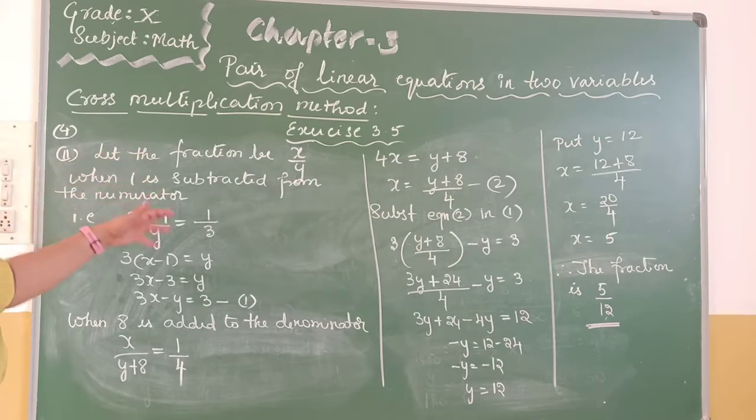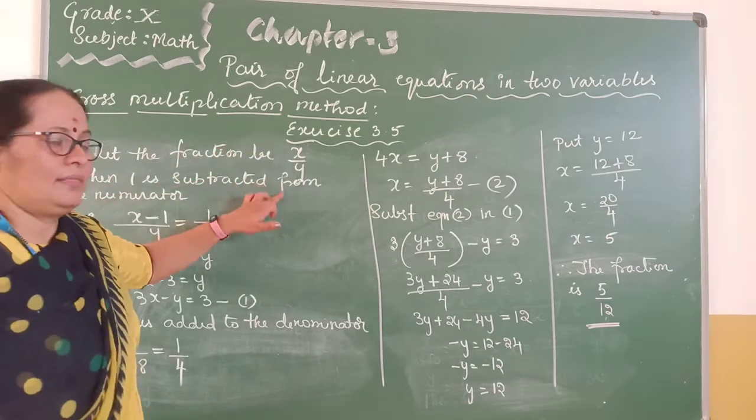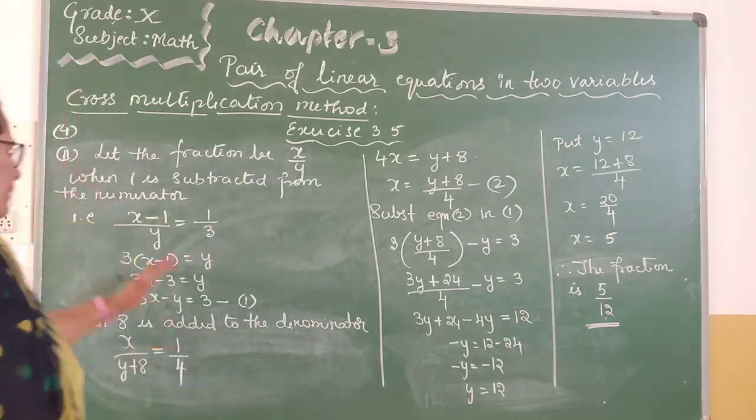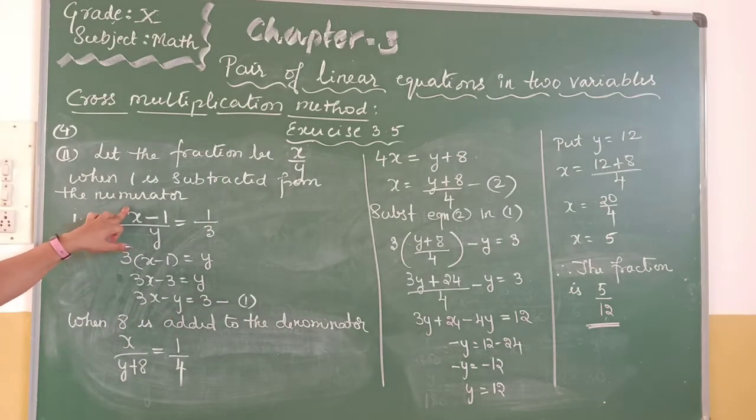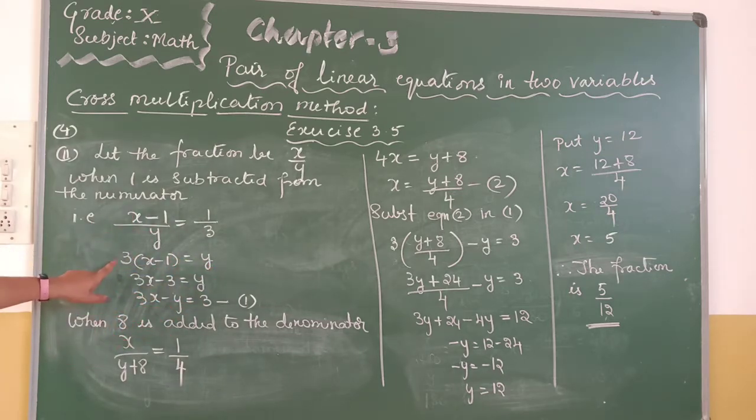So whenever there is a question on fractions, take it in this form, x by y. So when 1 is subtracted from the numerator, it means x minus 1 by y equals 1 by 3, and cross multiply: 3 into x minus 1 equals y. Then 3x minus 3 equals y. 3 into x, 3x; 3 into minus 1 is minus 3. So 3x minus y equals 3. Right? So this is the first condition.